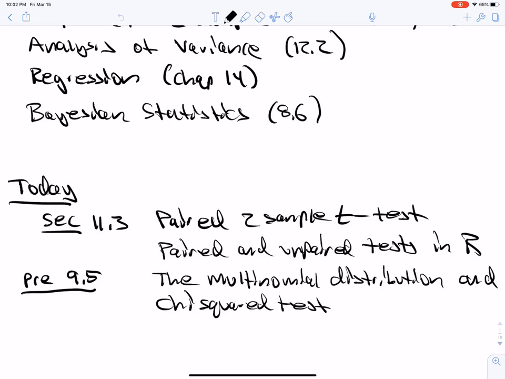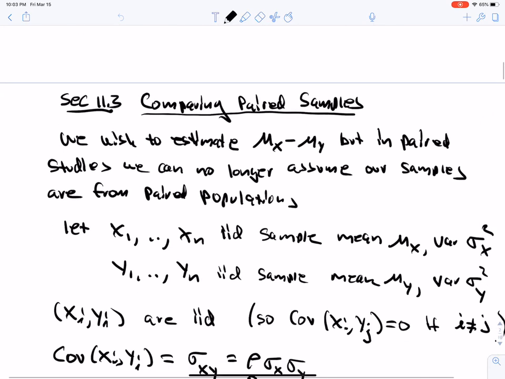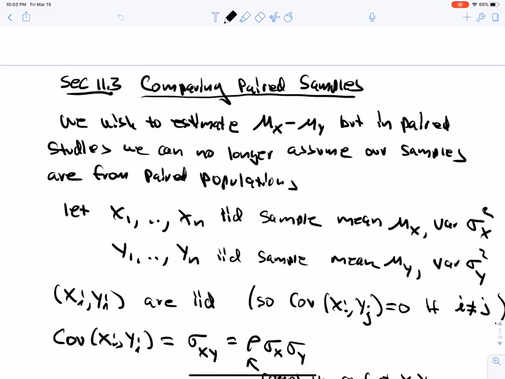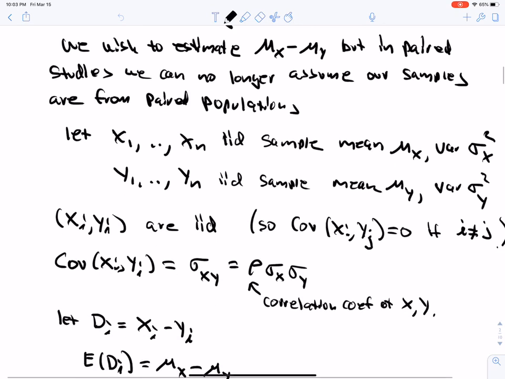And then we'll start looking at section 9.5, in particular, the multinomial distribution and chi-square test. So comparing paired samples, we wish to estimate the difference in population means, but in paired studies, we can no longer assume our samples are from independent populations.